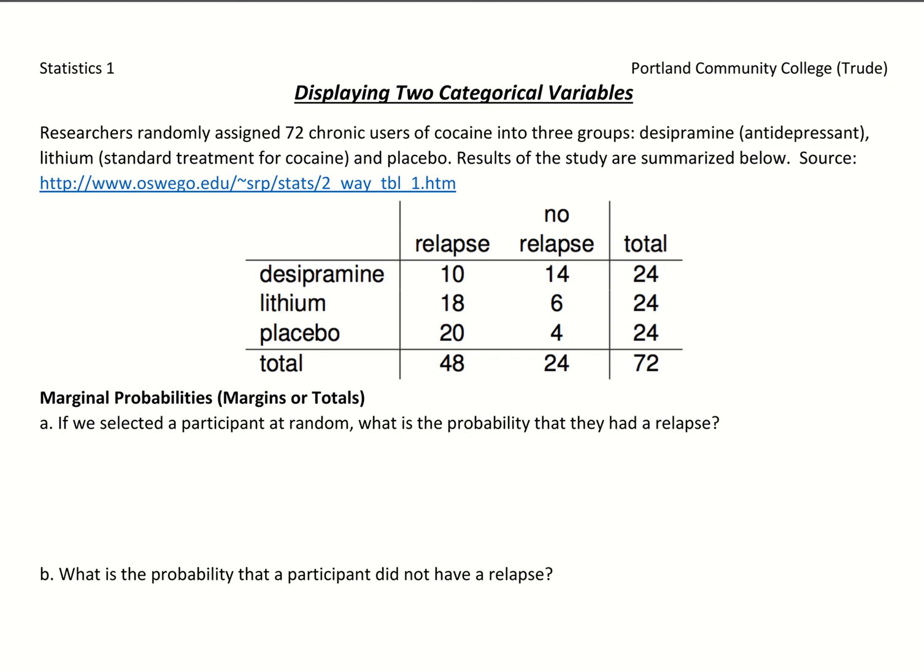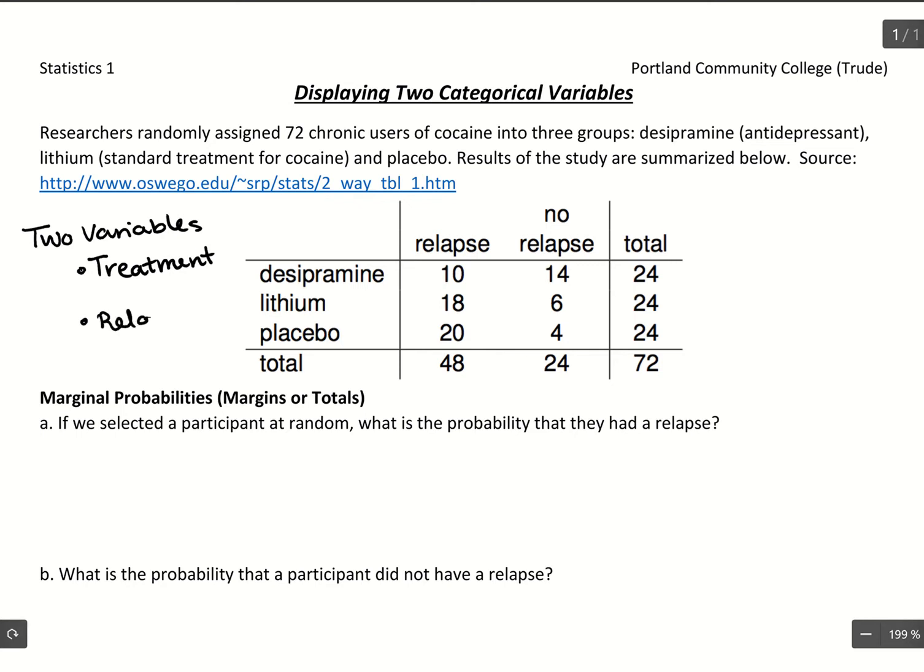So here we're going to look at what if we have two categorical variables. The data we're going to look at is in this table, where we have 72 chronic users of cocaine. They separated them into 3 treatment groups. They gave one group this antidepressant, they gave another group lithium, and they gave another group a placebo. Then they wanted to evaluate whether or not they relapsed. So we have these 2 variables that were collected. One variable is the treatment that was used, so which of the 3 drugs were given, and the other is if they relapsed or not.